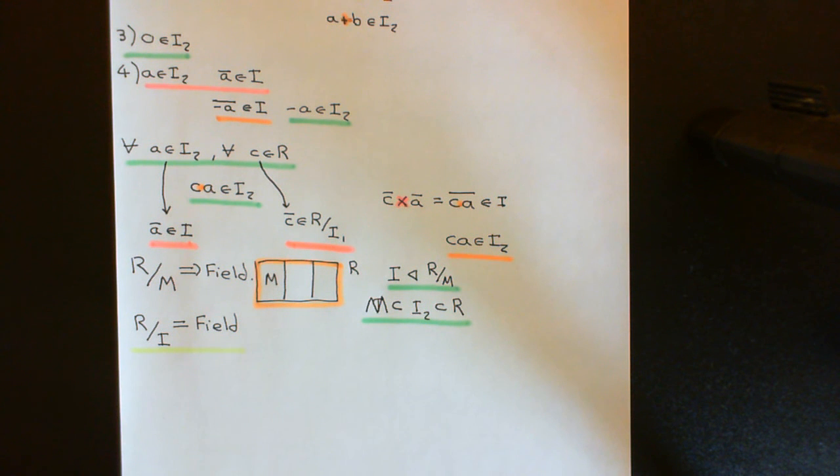Okay, and I'll stress as my final point that the correspondence theorem is also called the third isomorphism theorem of rings. So if you hear people talk about the third isomorphism theorem of rings, you now know what that means. It means this correspondence theorem. Okay, and with that we will end this video on maximal ideals.